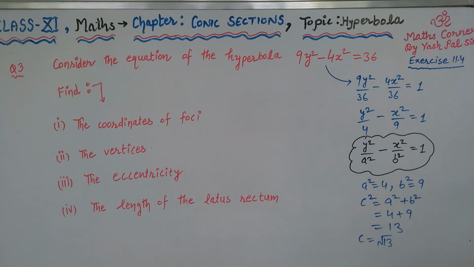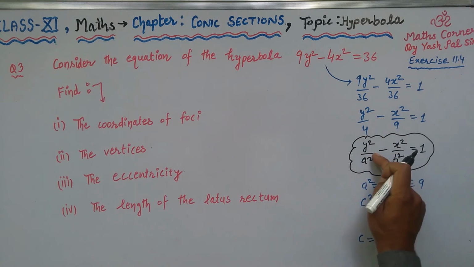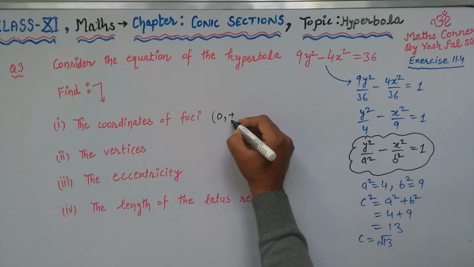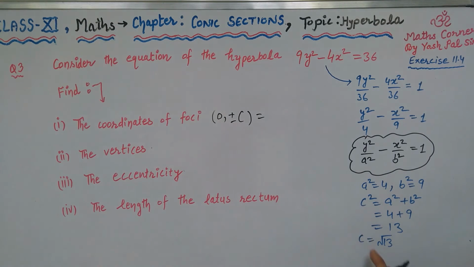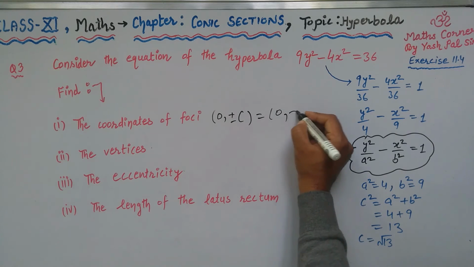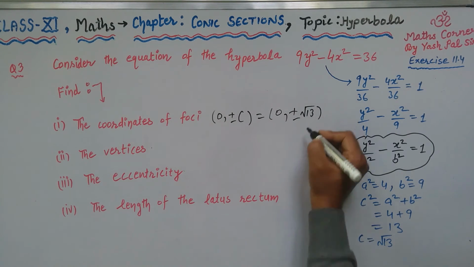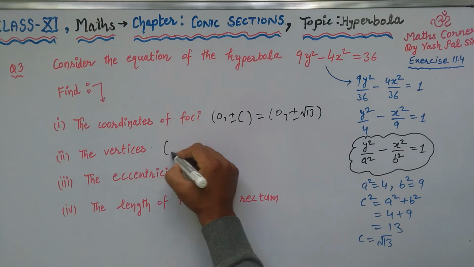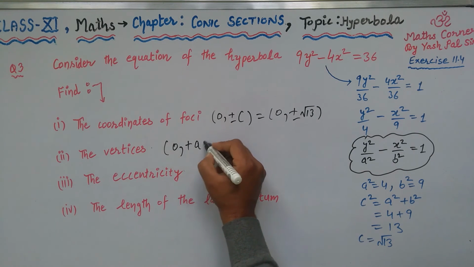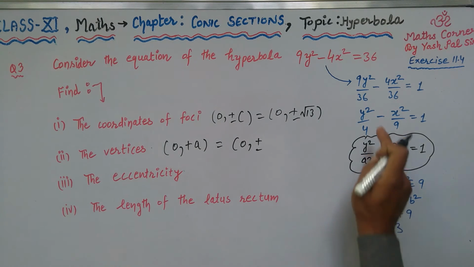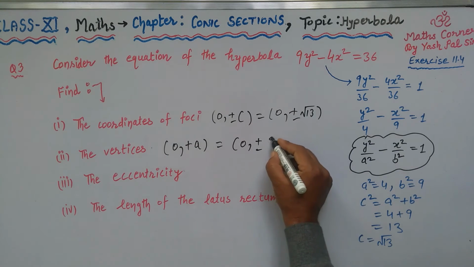Right? Now what do we do? We are coming to the exercise, to the question. What are the coordinates of the foci? Y square upon a square. So for the foci, the coordinates will be 0 comma plus minus c, and they become 0 comma plus minus square root of 13, of course. For the vertices, it is 0 comma plus minus a. What is a? A is 2.